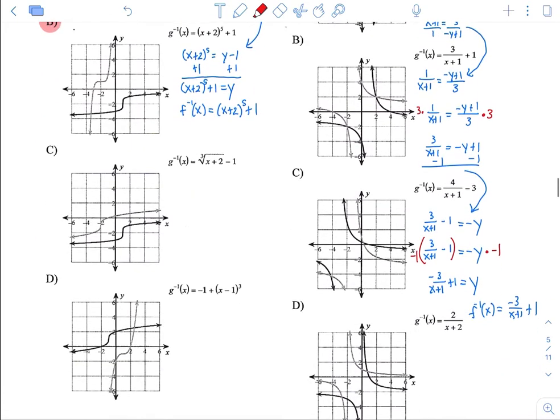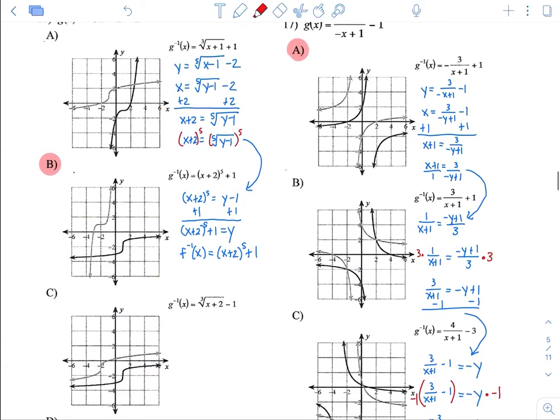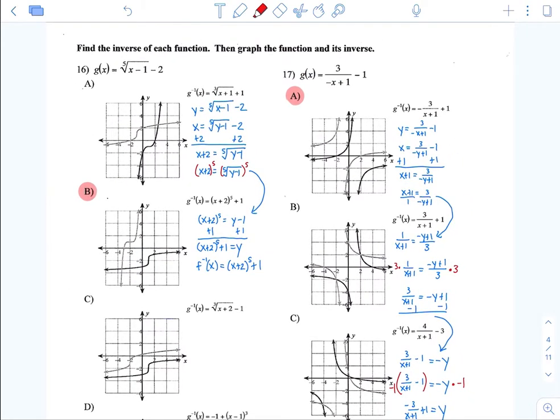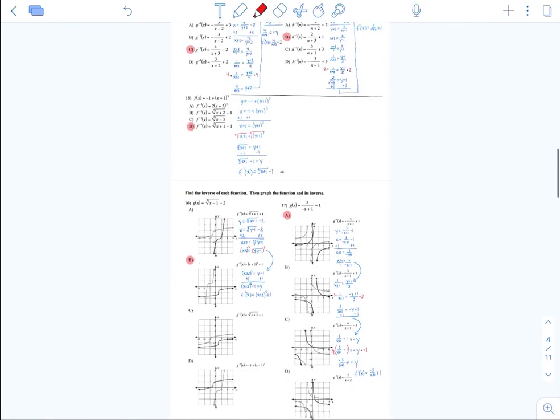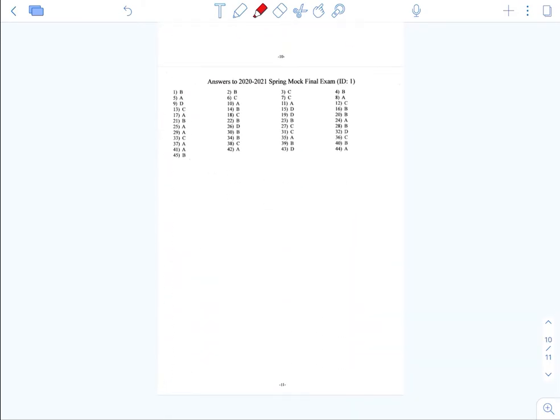Wait, are there 2 equations like that? Let me check just to make sure. 17. Yeah, it is A.